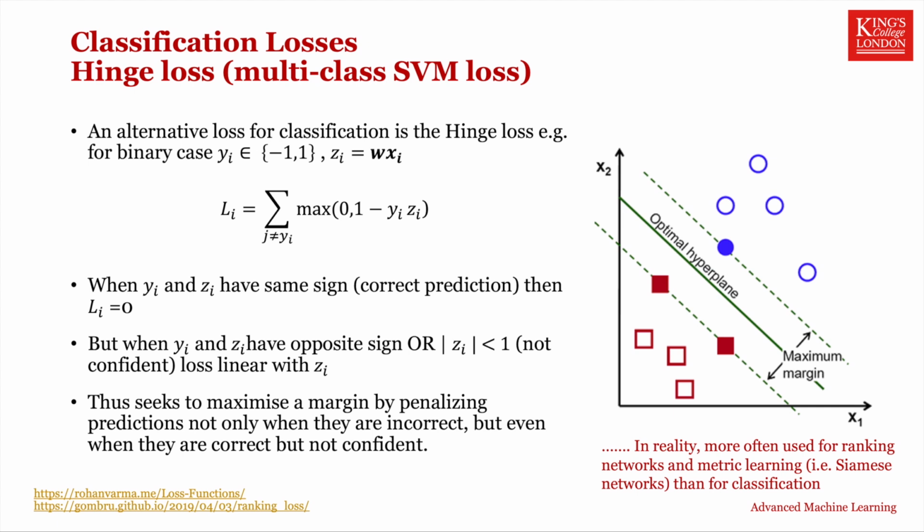On the other hand, when they have opposite sign, or the magnitude of zi is less than 1, suggesting the prediction isn't confident, then the loss will be linear with zi. So in this way, the loss is seeking to maximize a margin by penalizing predictions not only when they're incorrect, but even when they're correct but not confident.